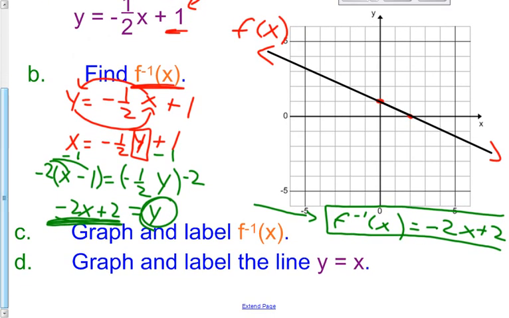Step letter C, graph and label the inverse function of x. So we're going to graph this one right here. This one has a y-intercept of a positive 2, so go up 2. And it has a slope of negative 2, which means down 2 and over 1. Down 2 over 1. Get out our straight edge and let's connect these dots.